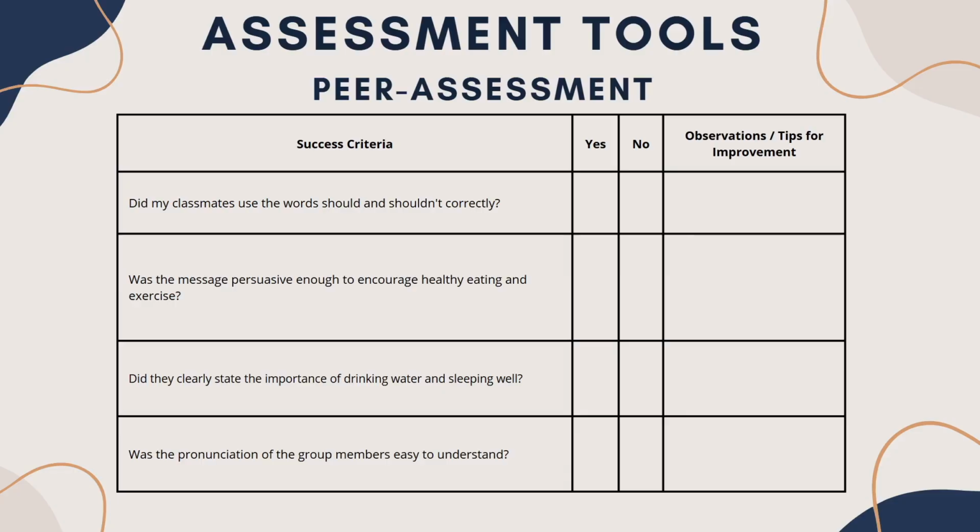The first one is, did my classmates use the words should and shouldn't correctly? Was the message persuasive enough to encourage healthy eating and exercise? Did they clearly state the importance of drinking water and sleeping well? Was the pronunciation of the group members easy to understand? These are very important questions to answer, since the students need to understand the quality of their performance throughout the process from the beginning to the end.